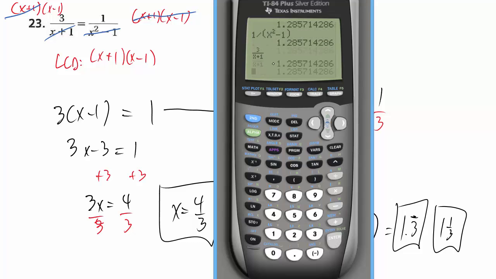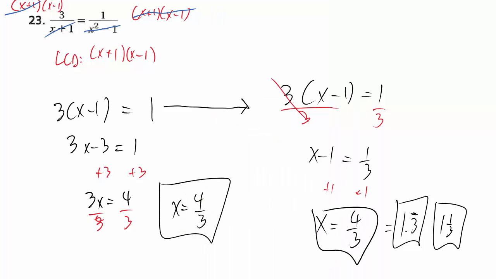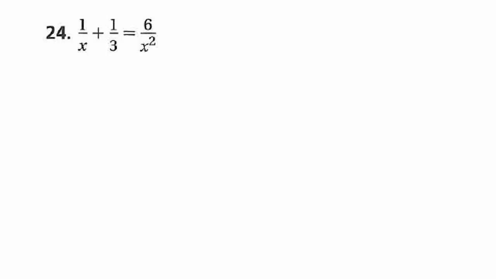So there's tons of ways to check that don't force you to actually check it by plugging it in by hand. Calculators are great for checking. Either of these is fine. 4/3, 1.3 repeating, 1 1/3 is the next number. All of those are different forms of the correct answer.